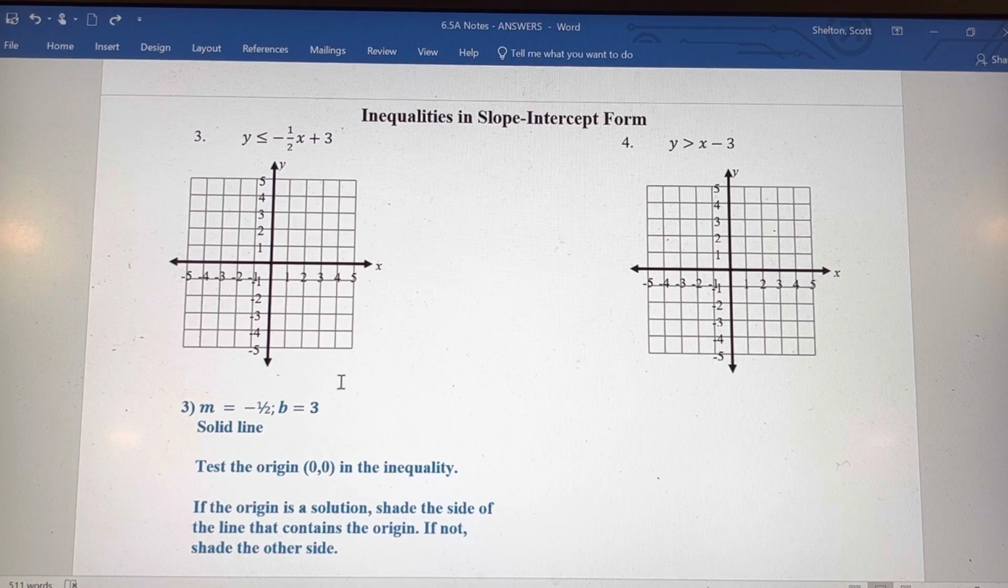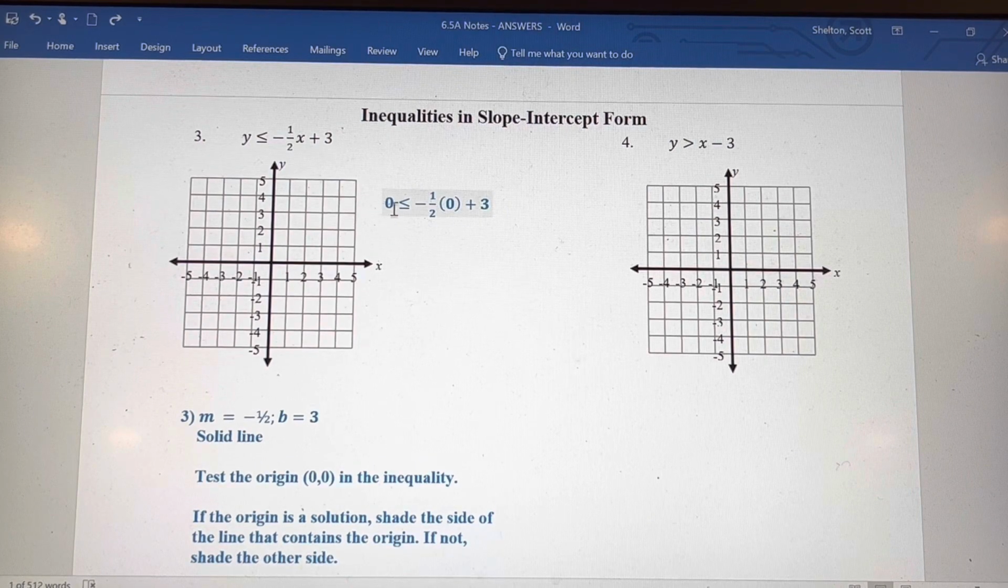So I'm going to go ahead and show us testing the origin right here. I'm going to plug 0 in for x and 0 in for y. Notice I plugged in 0 for x here and 0 for y here. That leaves me with 0 on the left side and just a +3 on the right side. So I need to ask myself, is 0 less than or equal to 3? The answer is yes, so that checks out. So once I've graphed my line, I'm going to shade on the side that the origin is. Let's go to Desmos now, and I'm going to plug this in.